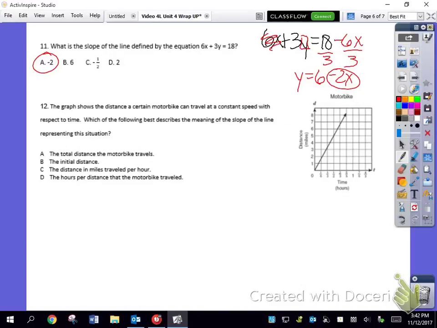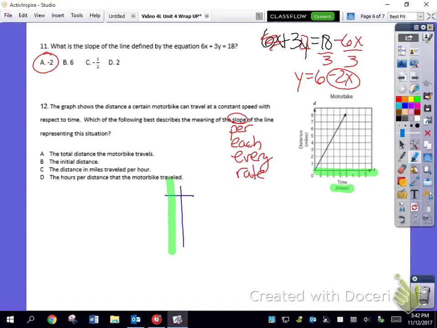The graph shows the distance a certain motorbike can travel at a constant speed with respect to time. Which of the following best describes the meaning of the slope? Anytime you see slope, you want per, each, every, any of those things, or even rate. Those are the things that you want to look for. So you can set up your T-chart. Remember that the x is always the first column, which in this case is hours. And the y is always the second column, which in this case is miles.